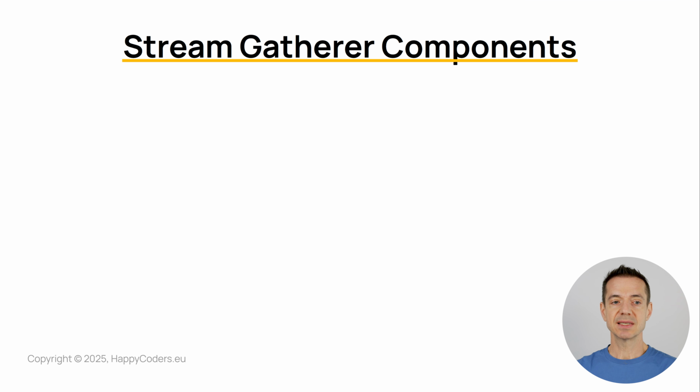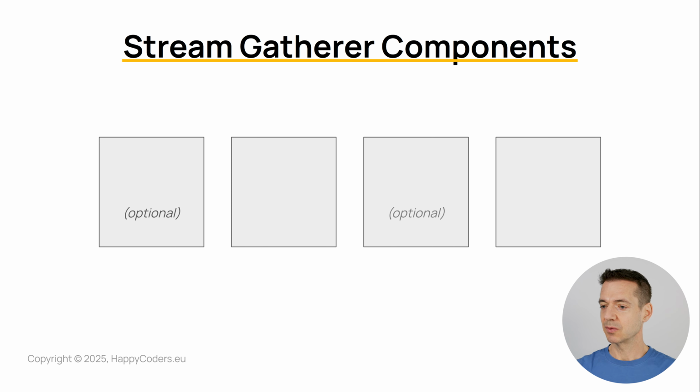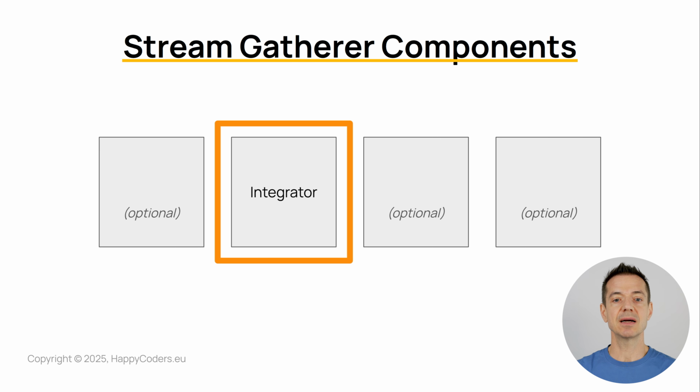A stream gatherer consists of 4 components, of which 3 are optional. The mandatory component is the integrator, and that's where we'll start. The integrator is the central component of an intermediate operation that receives an element from the previous stage of the stream pipeline, optionally transforms the element, and then passes 0, 1 or more elements to the next stage of the stream pipeline. And it may also terminate the stream early, as the limit operation does, for example.